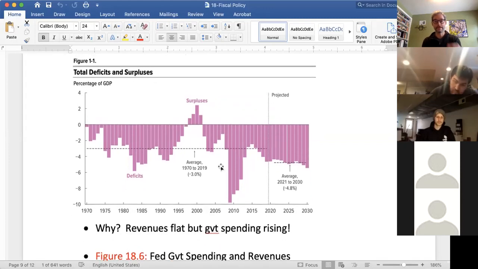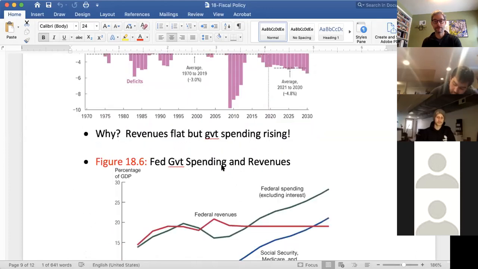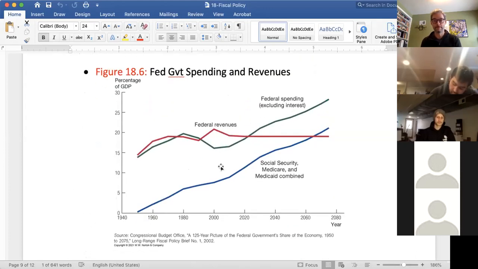Why? Because revenues are flat, but government spending is rising. And why is government spending rising? If we look here at figure 18.6, the red line is revenues, which are projected to be basically flat. The blue line and the green line are federal spending. Spending is going up, but why is spending going up? Because of Social Security, Medicare, and Medicaid.